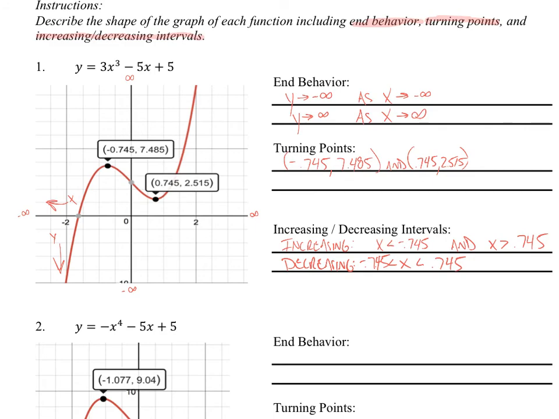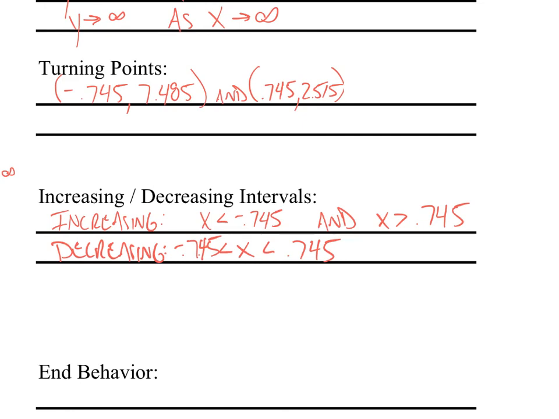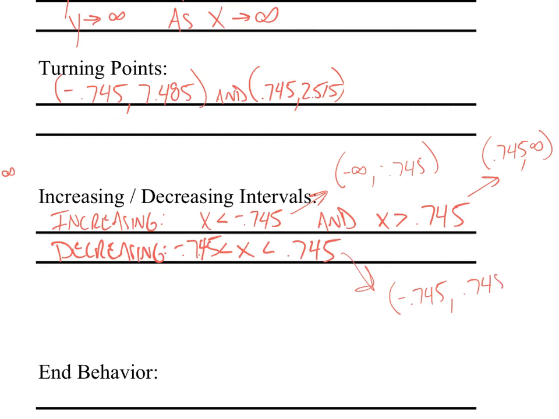And we also, real quick, learned in class that the alternate notation for these things, we can write in interval notation. The increasing interval is from negative infinity to negative 0.745. And we can rewrite this as from 0.745 to infinity. We can rewrite the decreasing interval as from negative 0.745 to 0.745. So we didn't get to that in every class, but in interval notation, these are how we could express these 3 intervals as well.